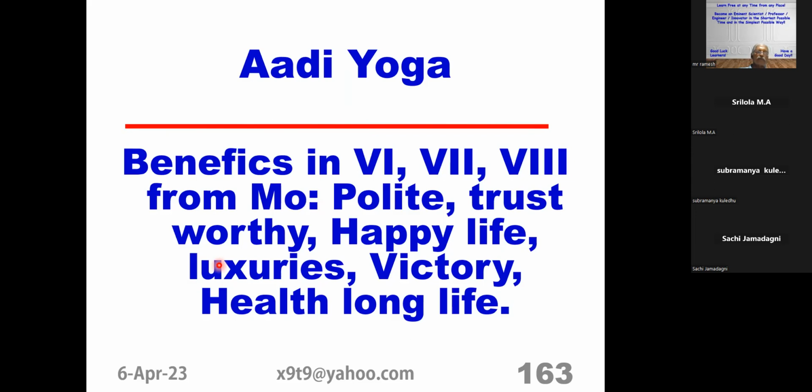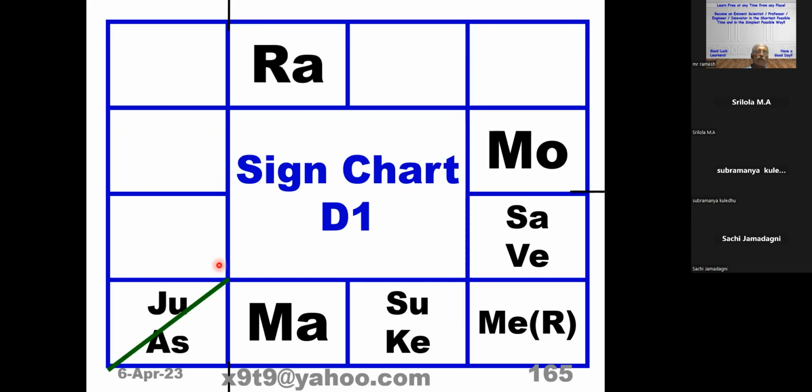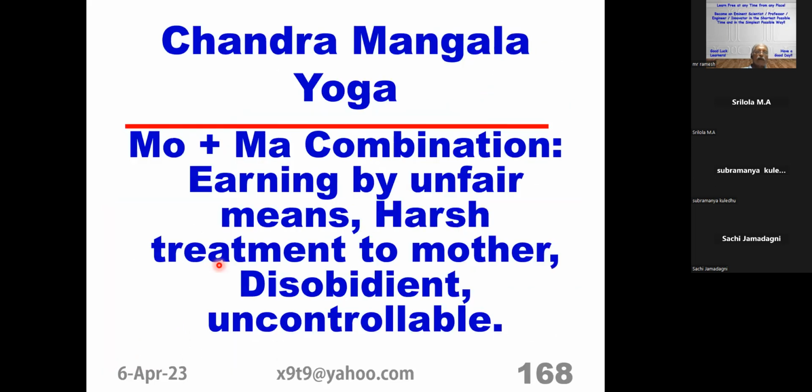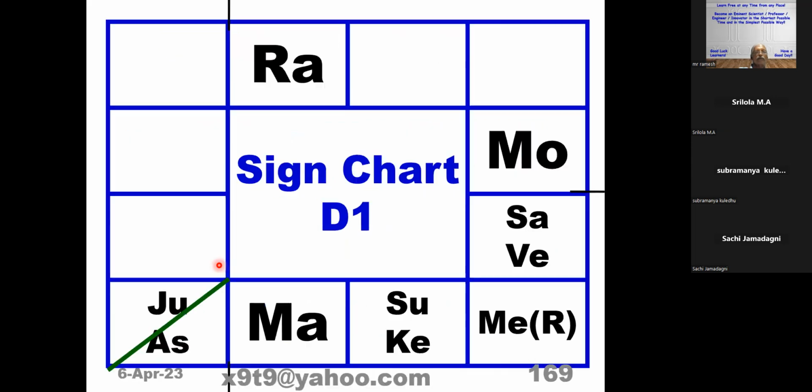Then this one is Chandra Mangala Yoga. See, the Moon and Mars combination. With a Moon-Mars combination, there is earning by unfair means. They do not treat their mother well. Disobedient and uncontrollable. In the example, there is no Moon-Mars combination.